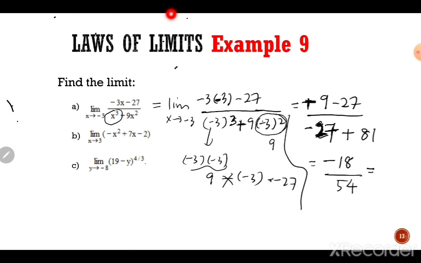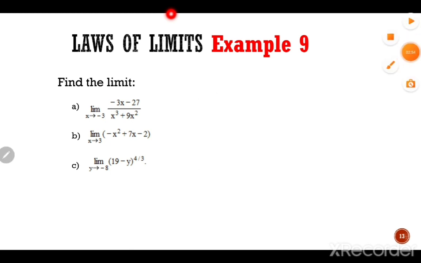Redha je lah. Okay, then this final answer you will get -1/3. Senang kan? So you can just put in the answer. So we get -1/3. Okay, so we done with A. Jawapan untuk A is -1/3. Okay, so now we'll proceed to B.